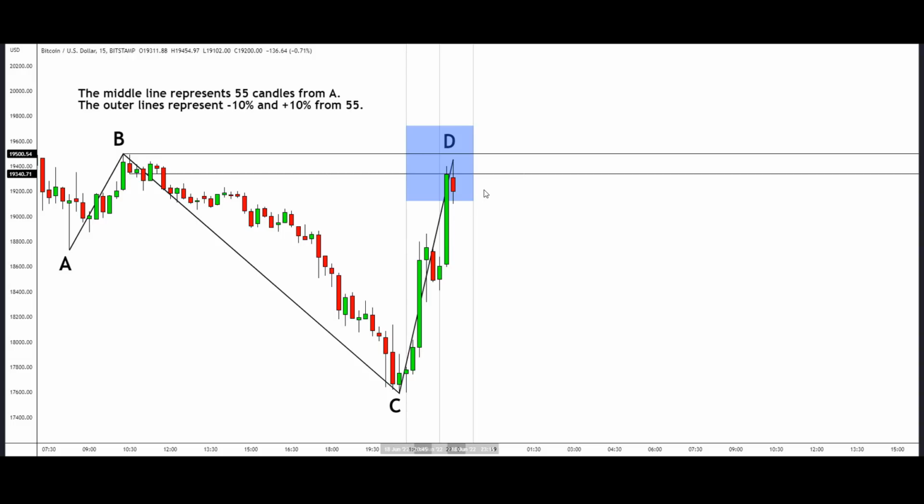Interestingly enough, if we perform a Fibonacci count from low A, we'll see that the Fibonacci number 55 will fall in the middle vertical line. In this chart, I also added the 10% margin of error to both sides of the 55th candle. In other words, a reversal can be expected between the 50th and the 60th candle, as it is shown by the blue area.